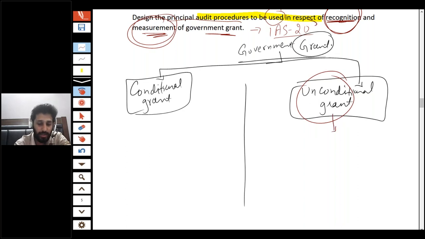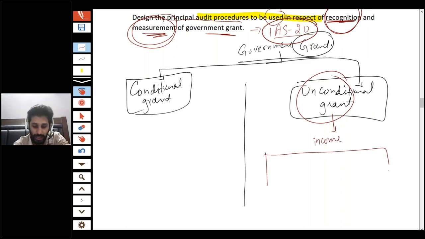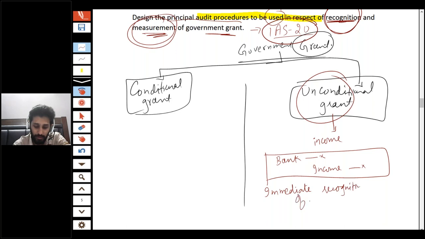And the accounting, I'm not saying this, IAS 20 says that it is your income. The double entry would be bank debit, obviously, as the amount will be received in the bank account, and income credited. That means it is immediate recognition of income.